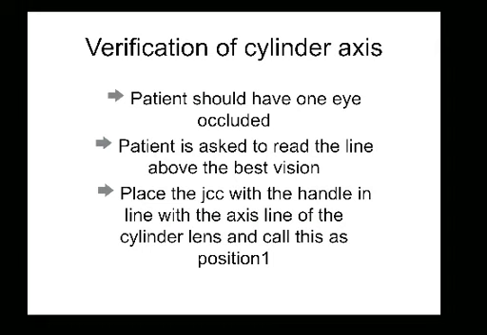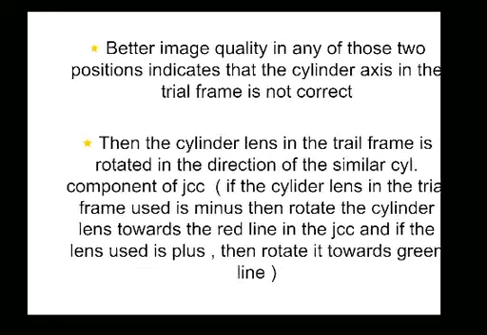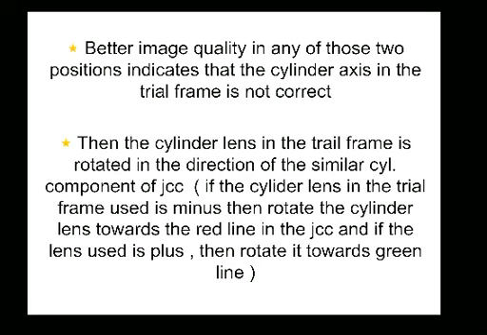Now place the JCC with the handle in line with the axis line of the cylinder lens and call this position 1. Now flip the JCC and it will be called position 2. Now we ask the patient to compare the clarity of images in the two positions. If there is no improvement of vision in the two positions of Jackson cross cylinder, then the axis of the cylinder is correct. But if there is a better image quality in either position, it indicates that we have to make some adjustment in the cylinder axis.